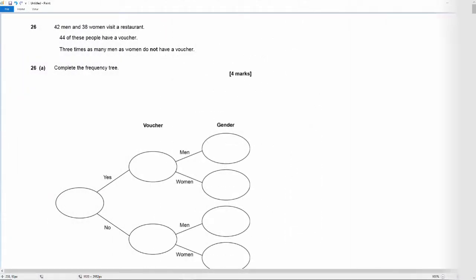We pick it up in question 26, which reads: 42 men and 38 women visit a restaurant. 44 of these people have a voucher. 3 times as many men as women do not have a voucher. 26A says complete the frequency tree.